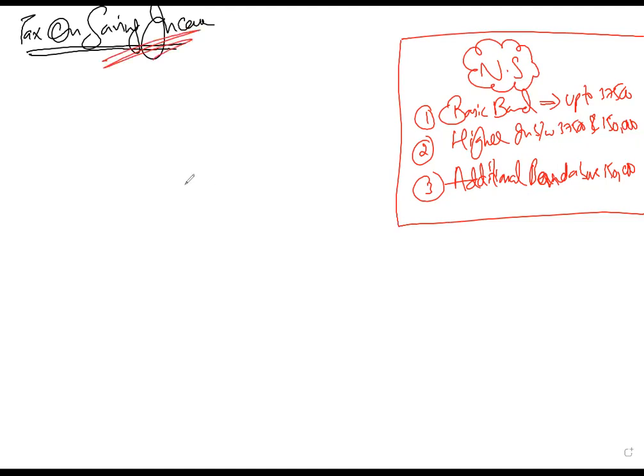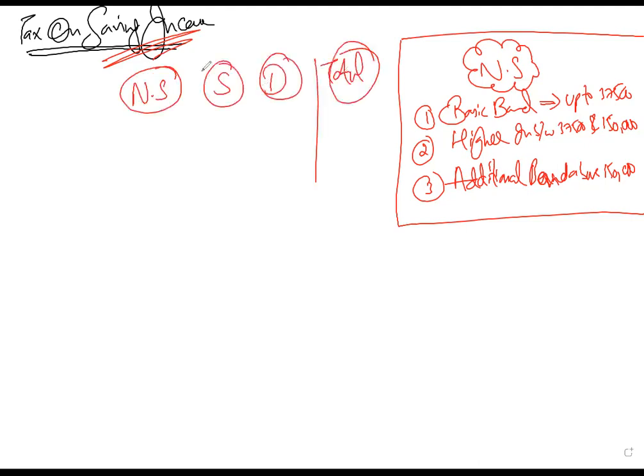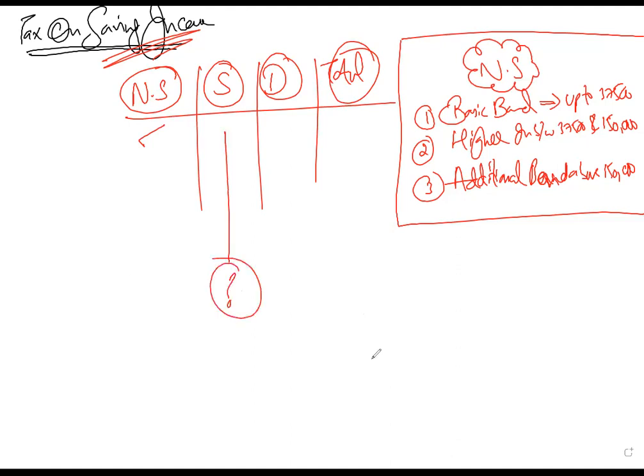As you remember, our main format has three columns. The first column was non-saving, then savings, then dividend, and the last column is total. That was our format. We know how to calculate taxable income and how to calculate tax on non-saving incomes. But what about savings income? How to calculate tax on saving income? This is our today's class.